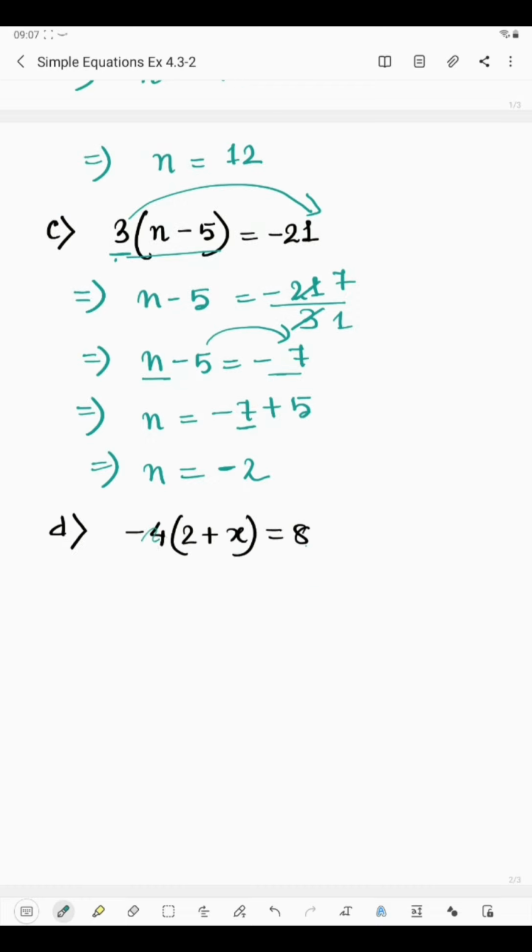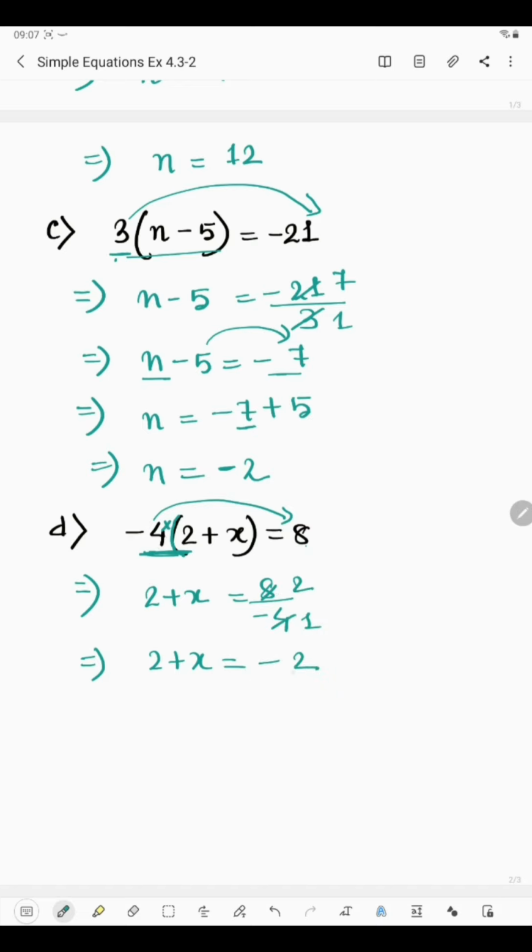Now in the next part we have minus 4 multiplied by 2 plus x is equal to 8. So here after minus 4 no sign is given and then the bracket is given, so we have to consider it as a multiply sign. Since this is given in multiplication form, when you transpose minus 4 to the other side, it will be division. So 2 plus x will remain the same on the left hand side, and on the right hand side we have 8. So 8 will be divided by minus 4. Okay, so 2 plus x is equal to 4 ones are 4, 4 twos are 8. So we have minus 2.